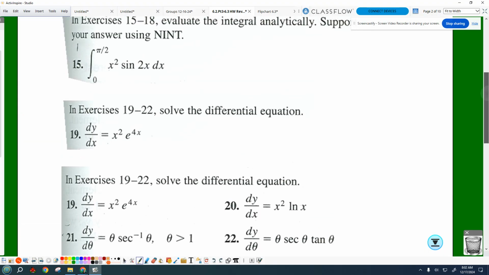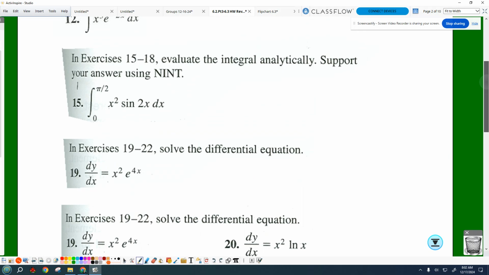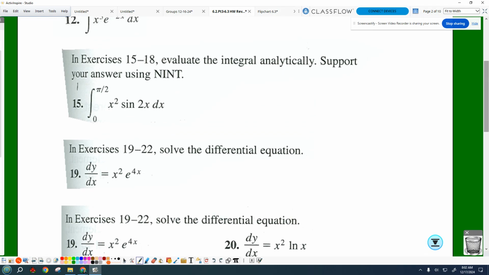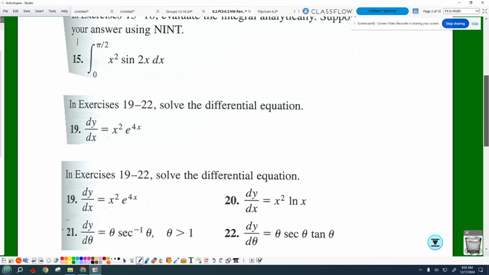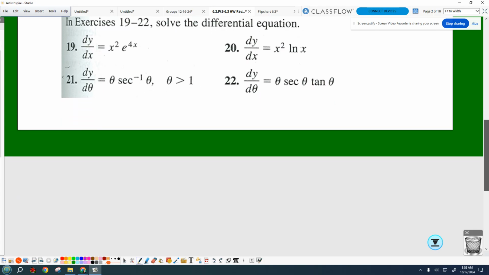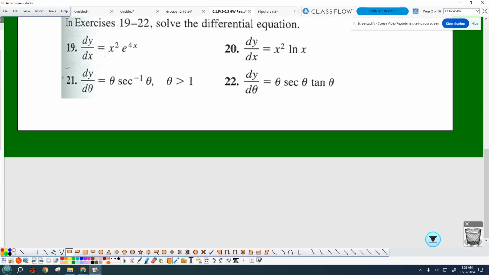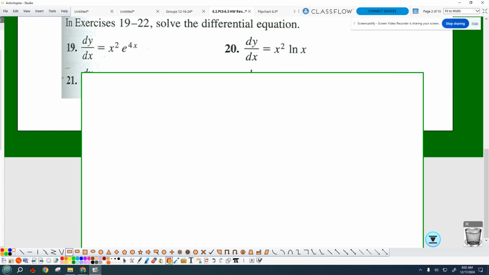Other questions from any of the other homework pieces? 15, what kind of integration property or method? Tabular would be great. You could do integration by parts, but tabular works nicely. What about 19? Also tabular. Did you do 20?